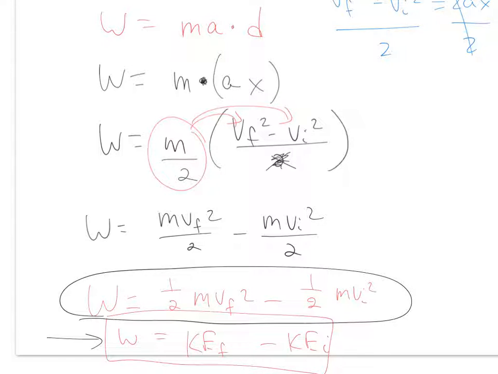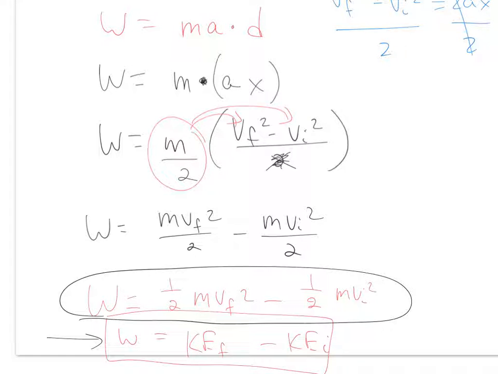What does it say? It's 1/2 m vf squared minus 1/2 m vi squared. So this is final and this is initial. That's all it is. So these are your kinetic energies. Now, why would you have 2 types of kinetic energy for one object?